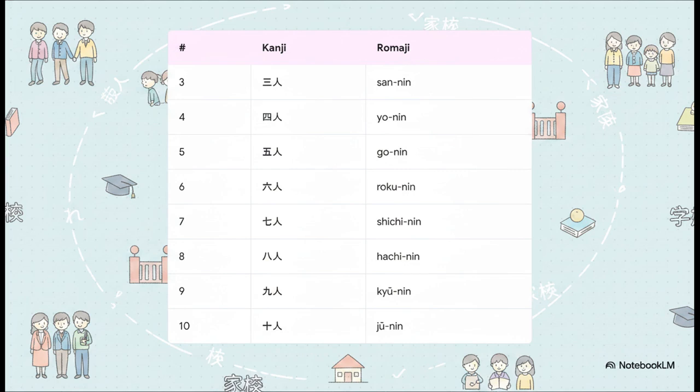You simply take the regular number and tack on that nin pronunciation we talked about a minute ago. 3 people, san nin. 4 people, yon nin. 5 people, go nin. Aside from the slight shift with 4 being yon nin instead of yon nin, it is a wonderfully predictable pattern all the way up to 10, which is ju nin.